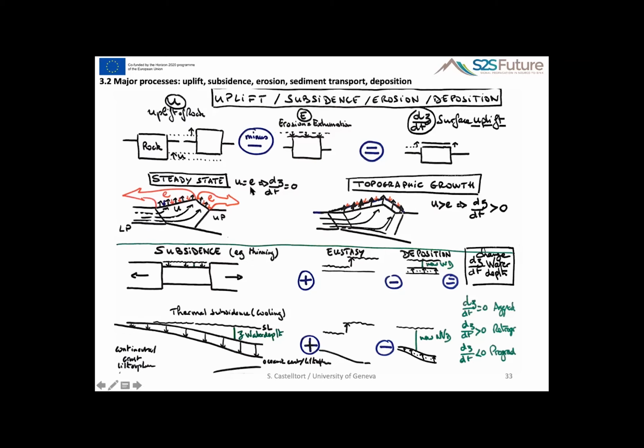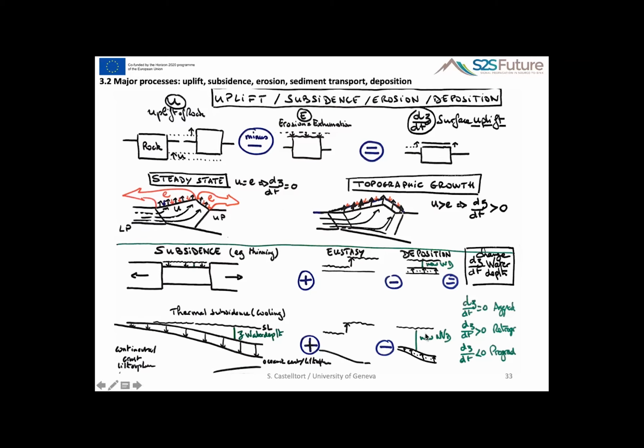I think U minus E equals dz over dt requires putting that in a model that will help you assess the role of each of those factors in going to steady state or going out of steady state. Can you make a mountain grow just with erosion? Or is it sufficient to stop uplift to downwear a mountain range? These are questions that are difficult to solve with just U minus E equals dz over dt.